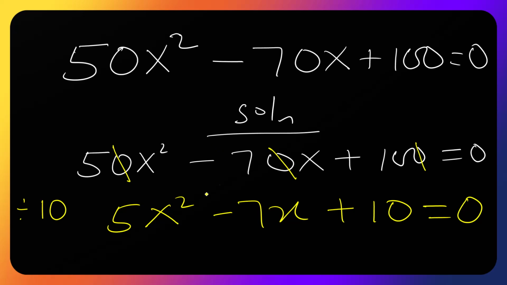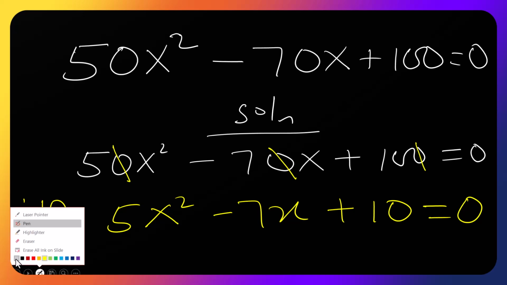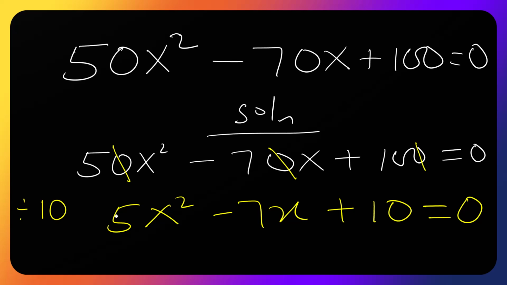So let's solve for x by the method of completing the square. By the method of completing the square, we have to first of all make sure the coefficient of x² here is 1. And here the coefficient is 5. We have no option but to get rid of this 5, and we can only do that by dividing through by 5. So let's go ahead as I do that.